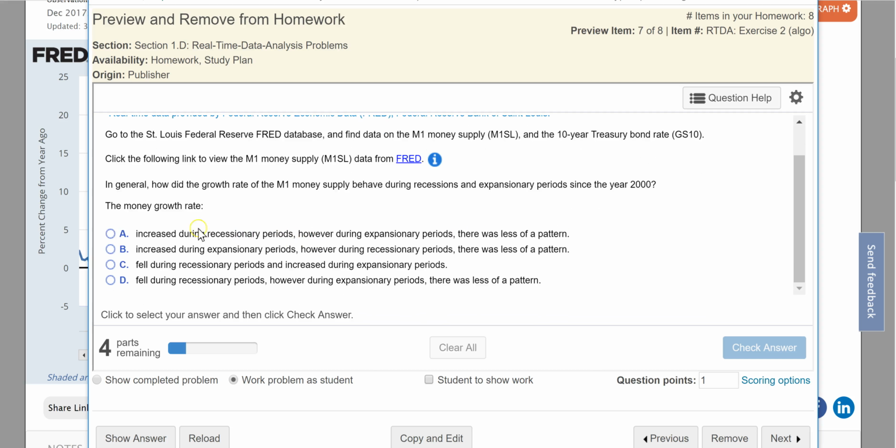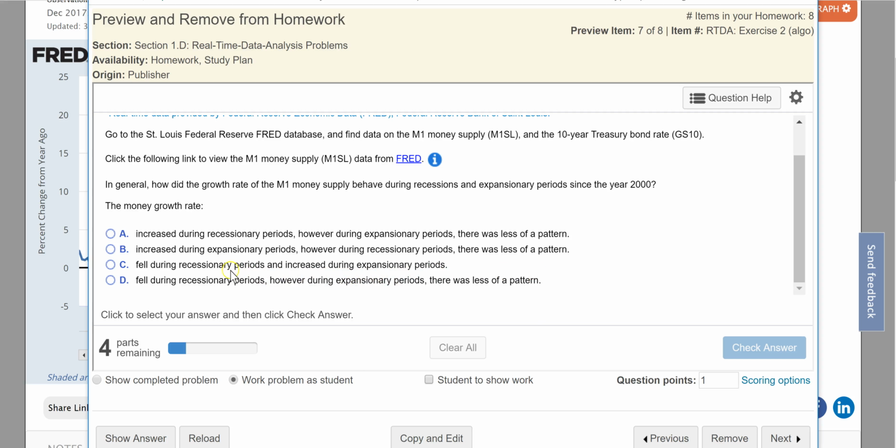Now let's read the question. A: The money growth rate increased during recessionary periods. However, during the expansionary periods, there was less of a pattern. Let's continue reading the four choices and then we can see the pattern. B: increased during expansionary periods. However, during the recessionary periods, there was less of a pattern. C: fell during recessionary periods and increased during expansionary periods. D: fell during recessionary periods. However, during expansionary periods, there was less of a pattern.